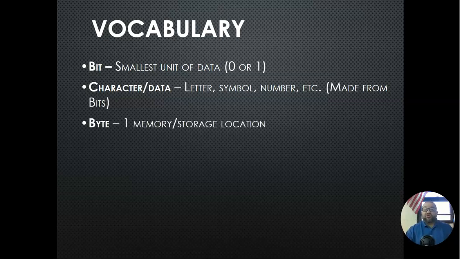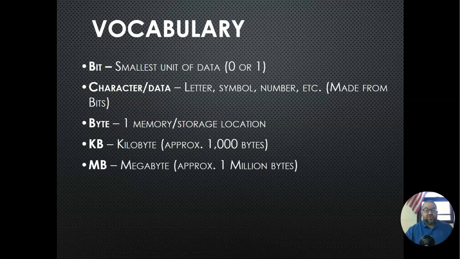Now, when you fill up one of those spaces, whether they're 8 characters long, 16, or 32 characters long, you have a byte of data. In other words, one memory storage location. Now, if you take kilobytes, that's 1,000 bytes of data. You have 1,000,000 bytes for a megabyte.